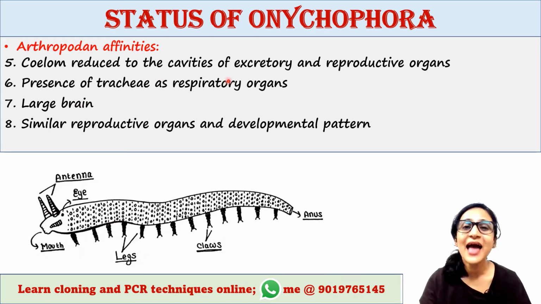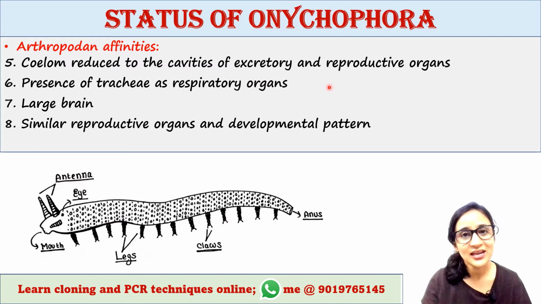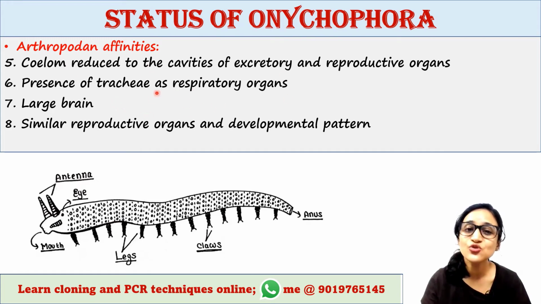Coelom reduced to the cavities of excretory and reproductive organs. So the coelom is not widespread here. It is very much reduced, and found only in the excretory and reproductive organs. Presence of trachea: they have respiratory organs, that is trachea, like arthropods. They have a large brain, and similar reproductive organs and developmental pattern. They have similar reproductive organs like arthropods, and the developmental pattern of these animals is like arthropods.